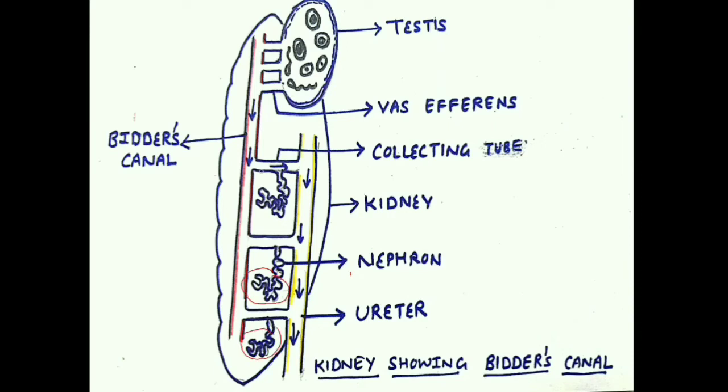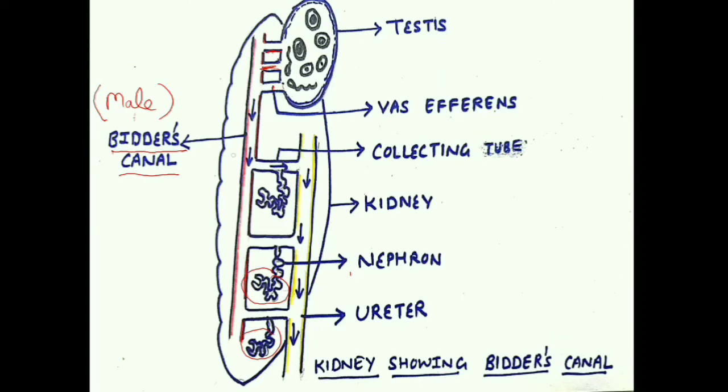Nephrons give rise to this collecting tubule. On one side the collecting tubule is joining a special canal. This is Bidder's canal. Again and again I am telling you, Bidder's canal is found only in males. And what are Bidder's canals doing? Just see, Bidder's canals are connected to the testis through these minute ducts I have labeled. These are vasa efferentia. So Bidder's canal is connected to the testis through vasa efferentia.